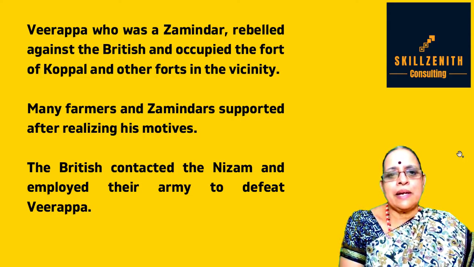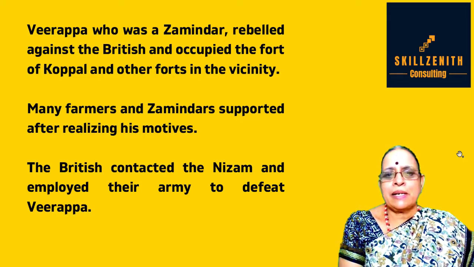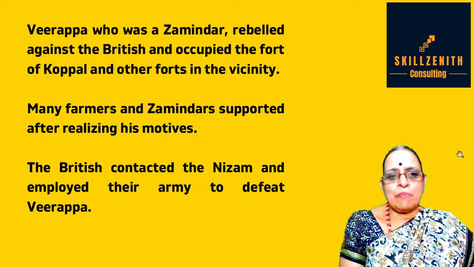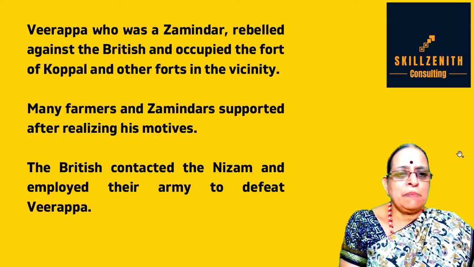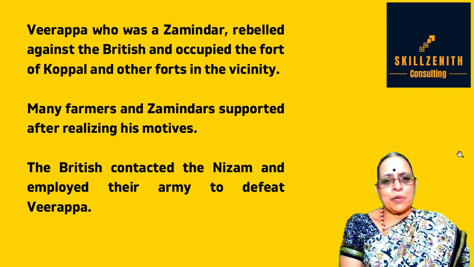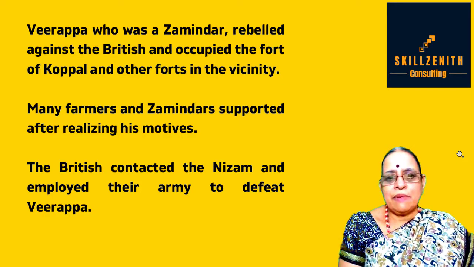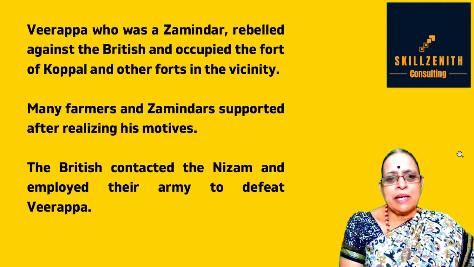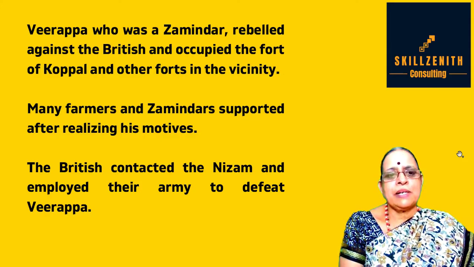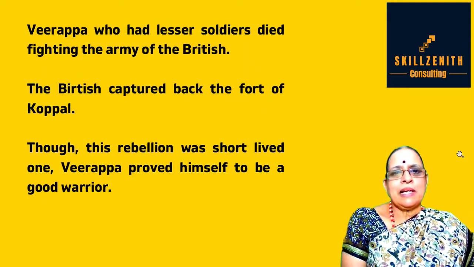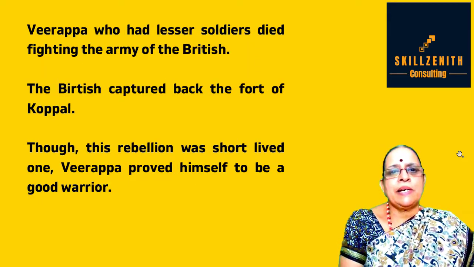Later on, they understood his good intention and supported him. The British contacted the Nizam and employed their army to defeat Veerappa. So the Nizam was also supporting the British at this junction. What happened? The British took the help of the Nizam, and the Nizam's army was used to defeat Veerappa. Veerappa, who had fewer soldiers, died fighting the army of the British.